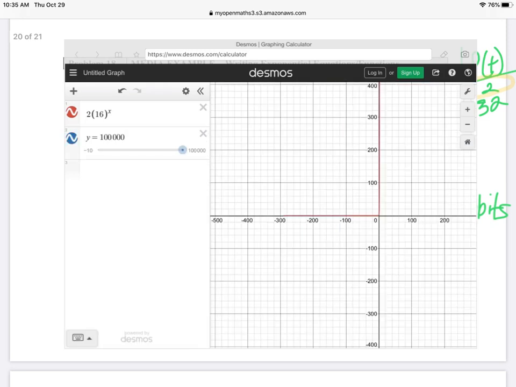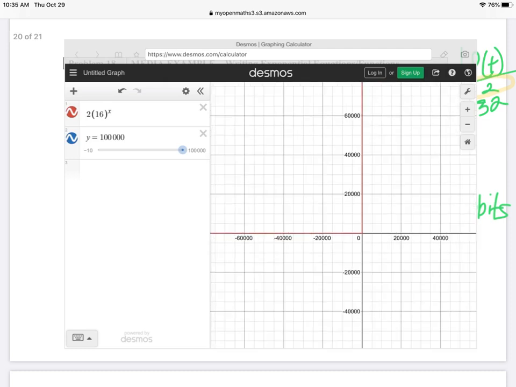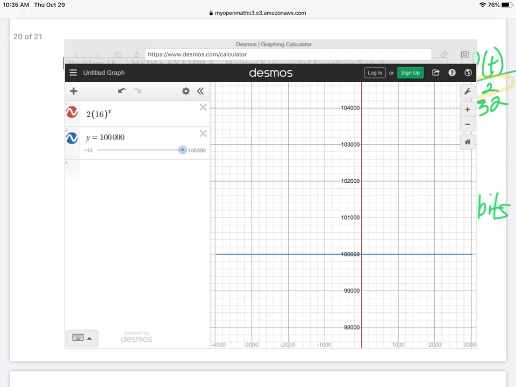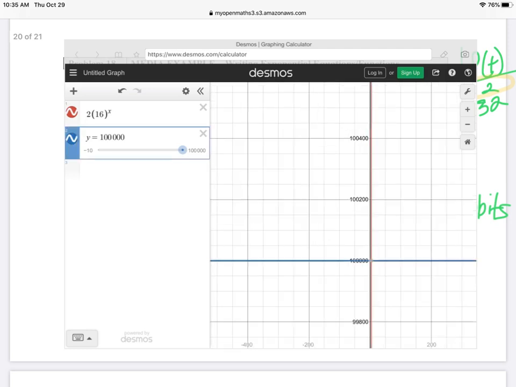And I'm going to zoom way out because I got to get to 100,000, which is far, far away. There it is. Now I can zoom back in a little if I want. And I'm going to find the point of intersection for these lines. So for these, I get 3.902, comma 100,000.